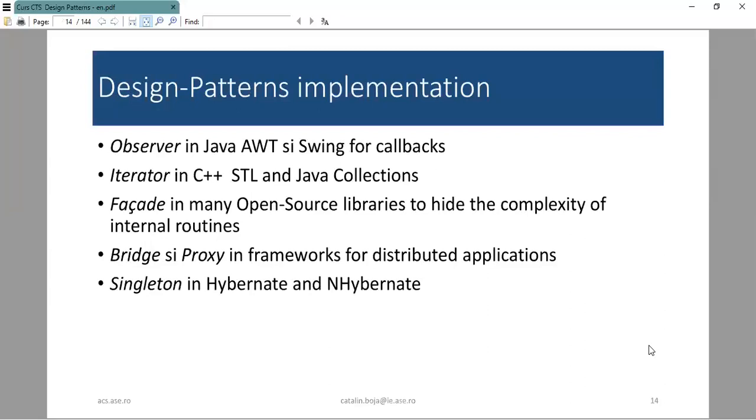Facade, it's anytime you are using an external library, you are using a simplified interface of the classes which are in that library, in that framework. So anytime you use the framework, you use the facade of it. Bridge and proxy, now if you cover multithreading or socket programming, maybe you cover this part. And Singleton, if you are using Hibernate for a data layer that will manage the connection to the database.